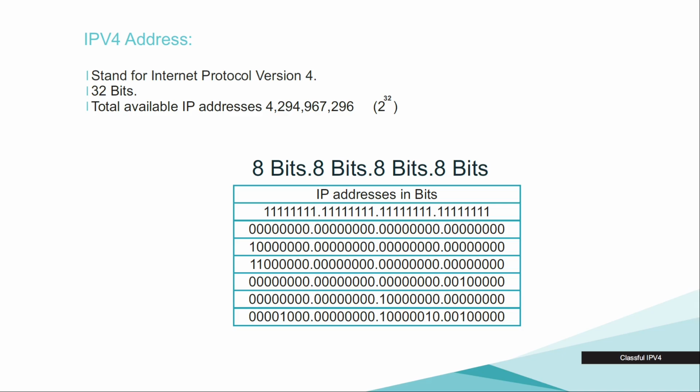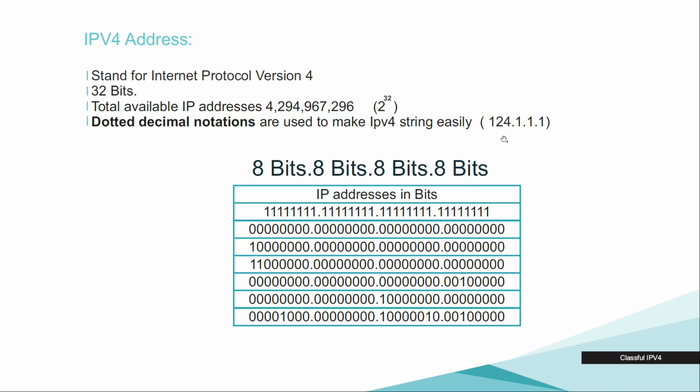So writing the IP address using the bits is very complicated. For that reason, most of the switches and the routers are using something called dotted decimal notation, and the dotted decimal notation is used to make the IP address string easily. So instead of typing the IP address in bits, we can use the dotted decimal notation and the IP address will be similar to this one. So in our example here, we have 124.1.1.1. This is the IP address in dotted decimal notation.